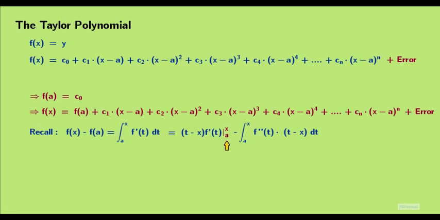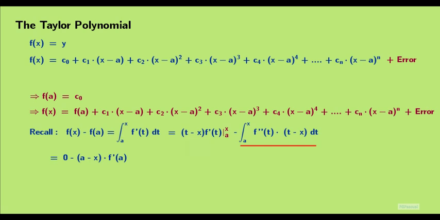We plug in the limits of integration into the first term. When t is replaced by x, the product is equal to 0. When t is replaced by a, we get a minus x times f prime of a, which we subtract from 0. All we have left is to subtract this integral.